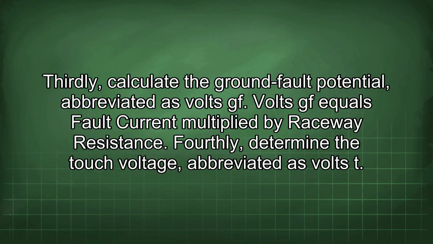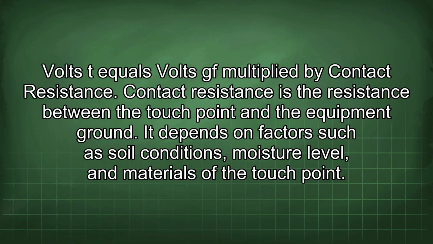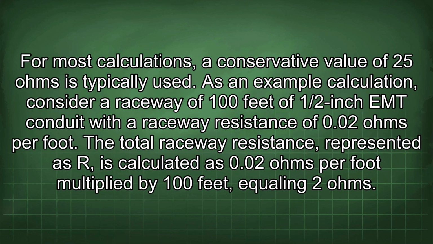Fourthly, determine the touch voltage, abbreviated as volts T. Volts T equals volts GF multiplied by contact resistance. Contact resistance is the resistance between the touch point and the equipment ground. It depends on factors such as soil conditions, moisture level, and materials of the touch point. For most calculations, a conservative value of 25 ohms is typically used.